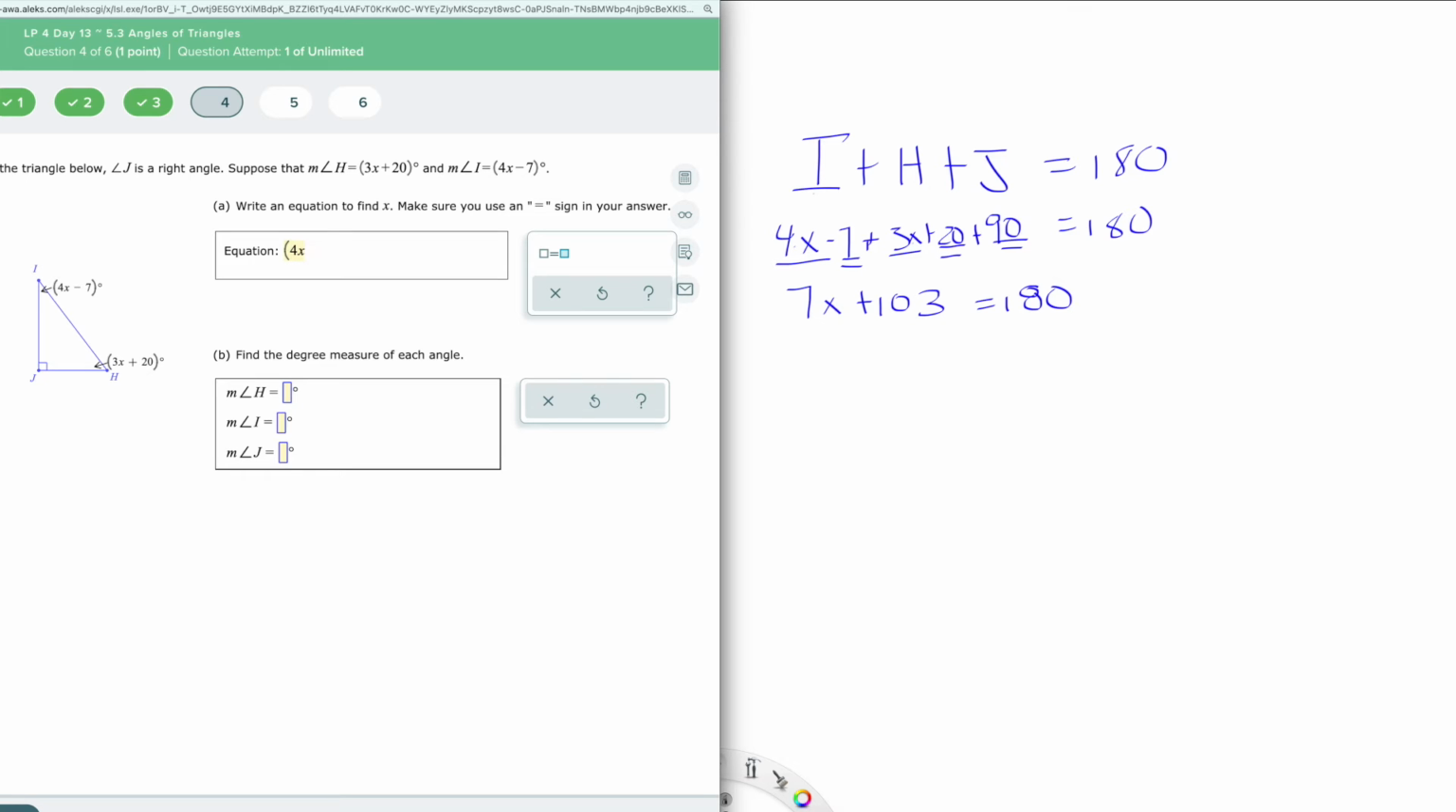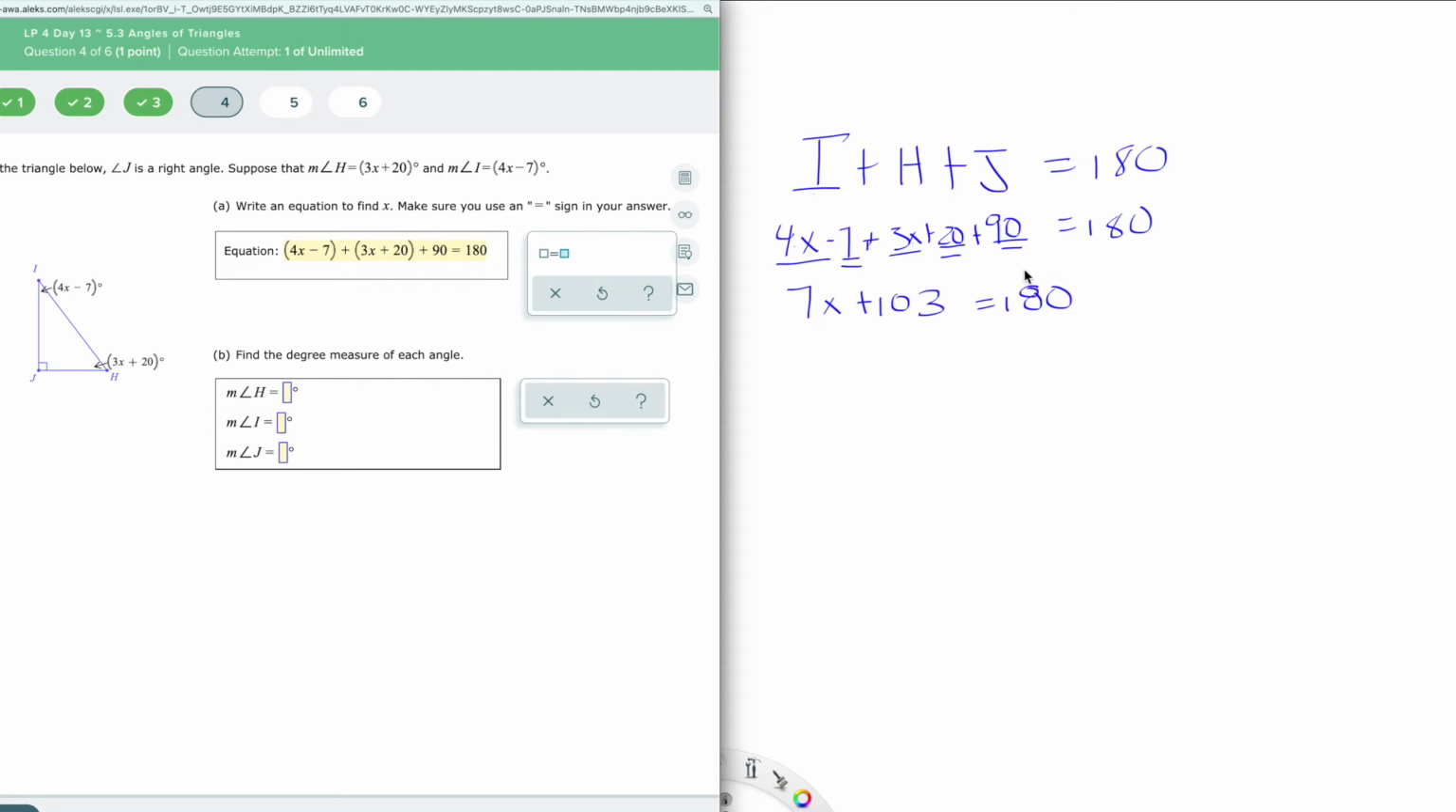So here's angle I plus angle H, which is (3x plus 20), and then plus 90 equals 180. So they actually told me to use the equal sign. I need to make sure that I'm showing that it equals 180. So I needed to type this in really quick before I went too far. Now I can go through and start solving for each angle.